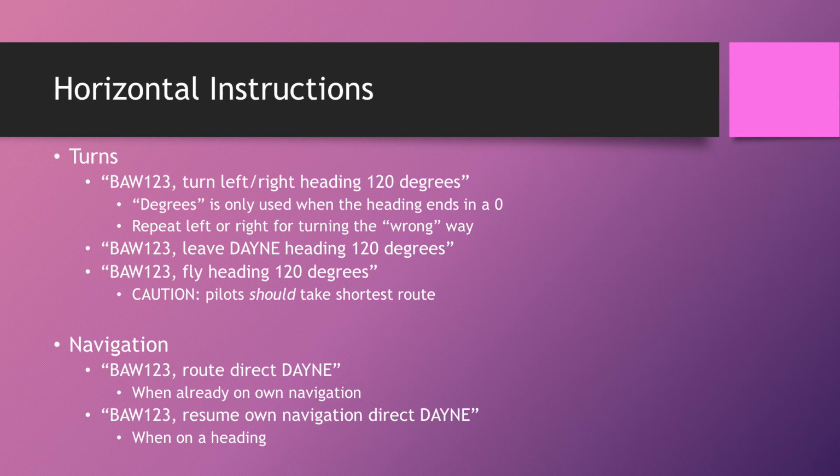In terms of navigation, when a pilot's already on their own navigation, and then you want to route them to a fix further on than the next one, you would say Speedbird 123, route direct DANE. However, if they're on a heading and you're sending them back to a waypoint, you'd say Speedbird 123, resume own navigation direct DANE. There's a subtle difference there, but you do need to make sure you grasp that one.